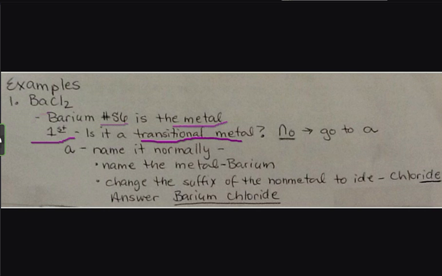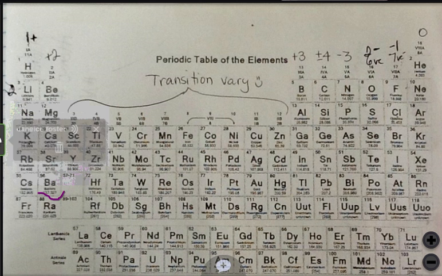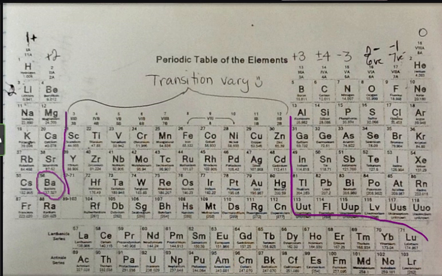So let's go back and look at your periodic table. So we find barium. Atomic number 56 is right here. Is it in the transition metals? No, it is not, is it? Well, those are the transition metals down here. So it is in group 2. So we don't have to worry about it. We go back and name it normally.